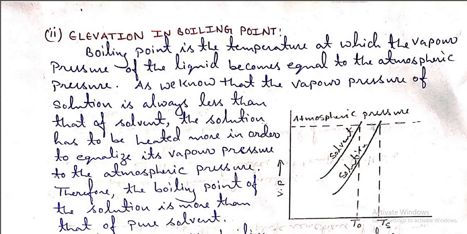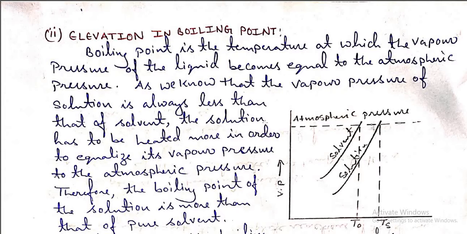Hello class, in our last session we have seen the colligative property, that is relative lowering of vapor pressure. We have seen the formula that we derived for the calculation of molecular mass of a solute, and after that we have seen very important past ISC numericals based on the topic that we discussed, relative lowering of vapor pressure, that are very important.